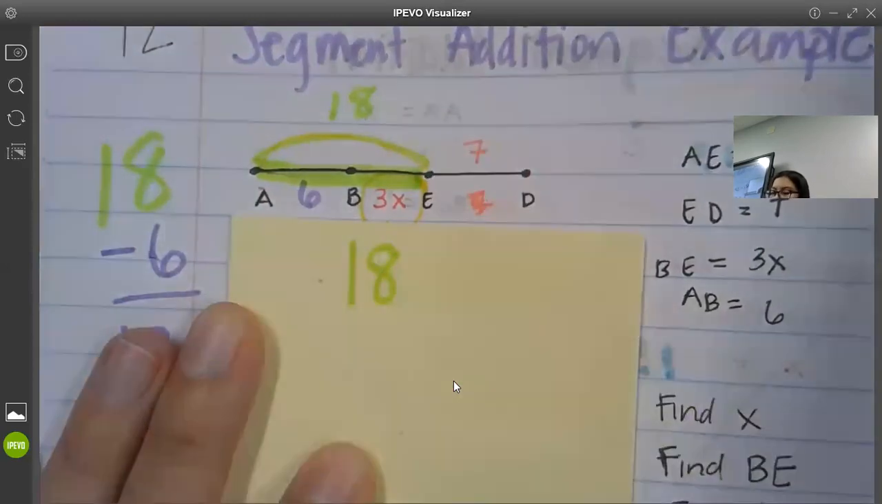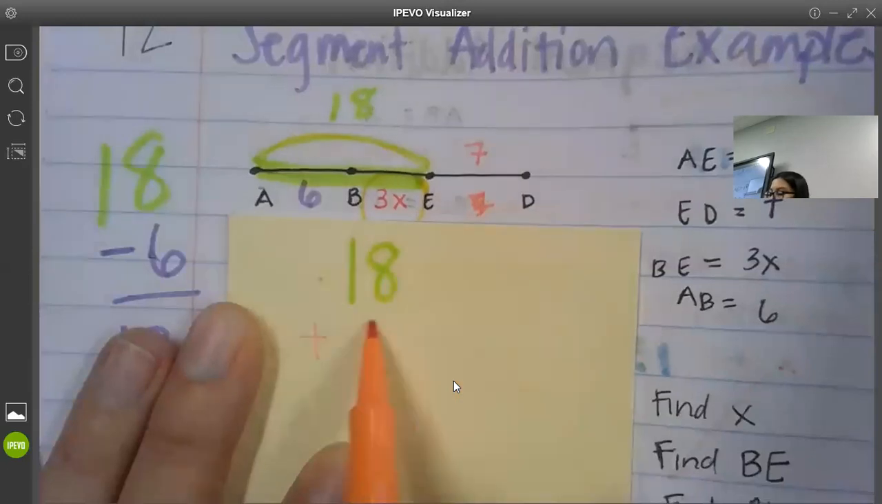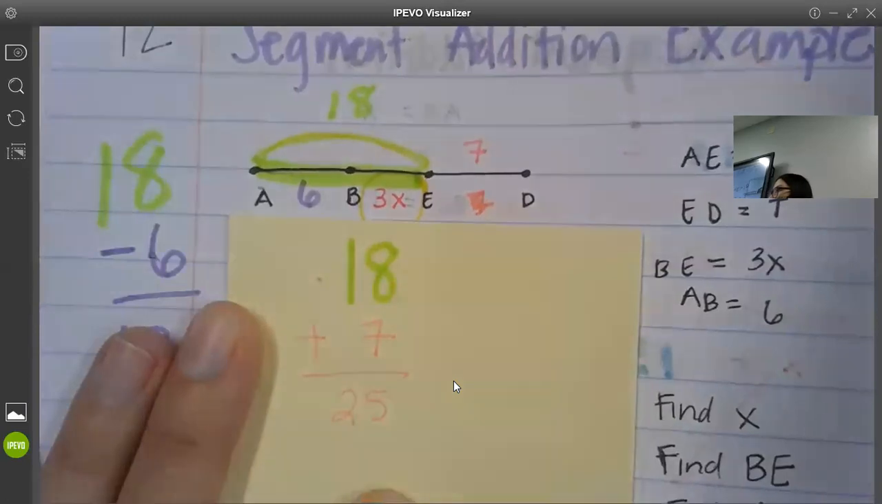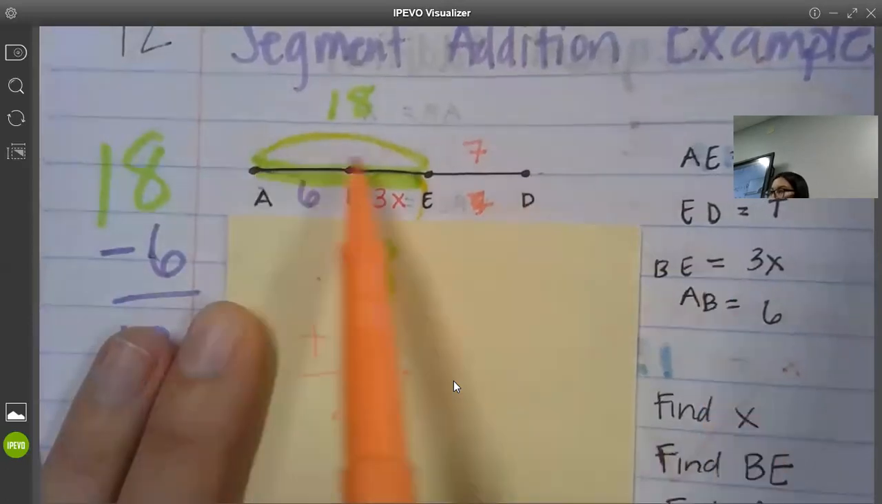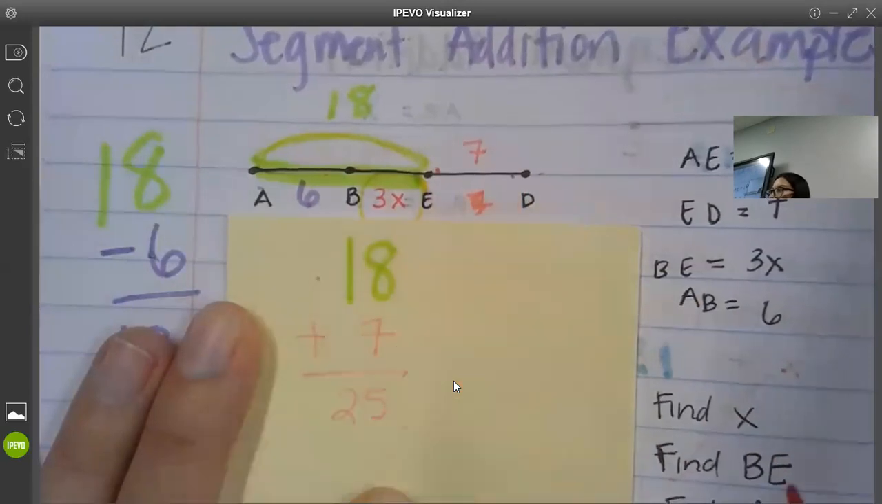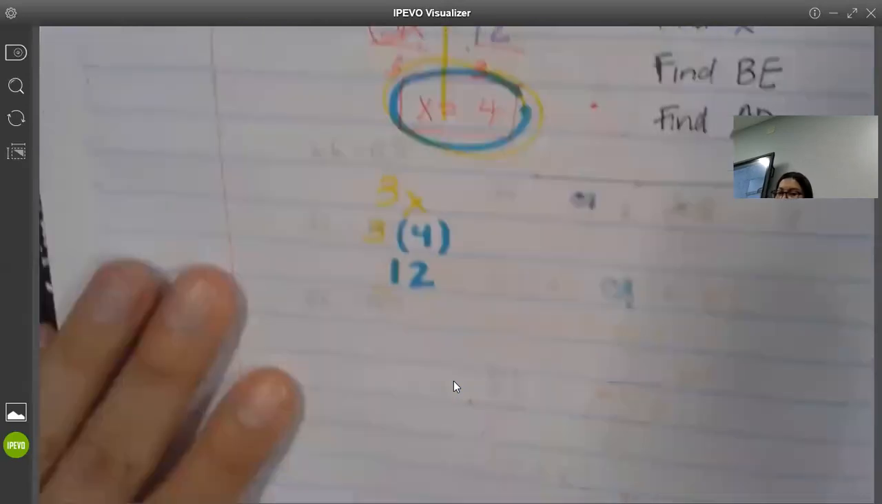Okay. Linda, how much is the other piece? Right here. How long is this one? Okay. 18 plus 7? 25. That was it. I don't know how that was hard. Wasn't this one 18? This one 7? 18 plus 7? 25. All right, next problem.